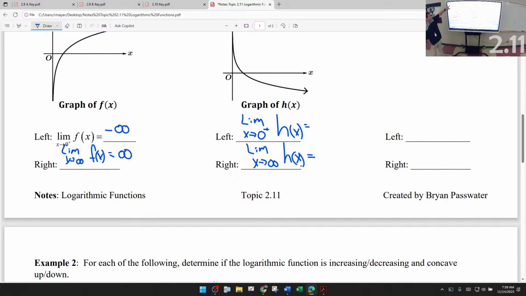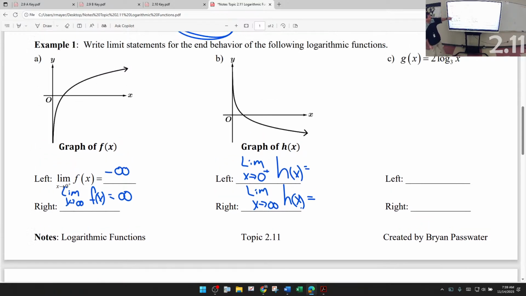All right, as I'm approaching zero from the positive side, that thing is shooting up to infinity. So here we have infinity. If this one's infinity, that one has to be negative infinity. But as I'm going out to the right, that thing's going down. Again, it's not going down very fast, but it's going down. So when I get all the way out there to infinity, I'm at negative infinity.